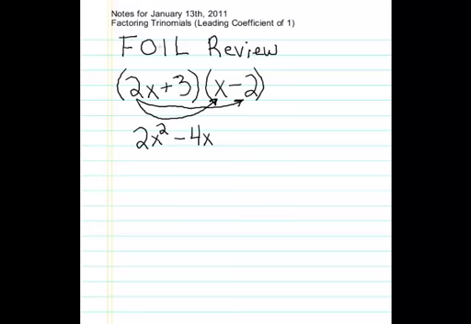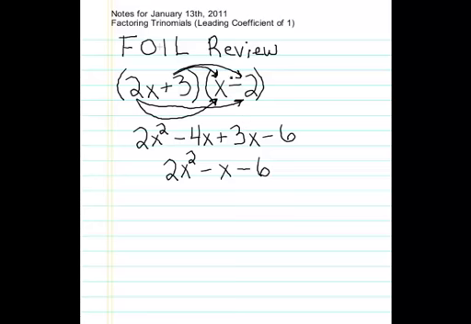The I represents inner, so I'm going to take positive 3 times positive x and get an answer of positive 3x. And then I'm going to multiply the positive 3 times the negative 2. And positive 3 times negative 2 is negative 6. Combining the like terms negative 4x and positive 3x, I get an answer of 2x squared minus x, since negative 4 plus 3 is negative 1x, minus 6.